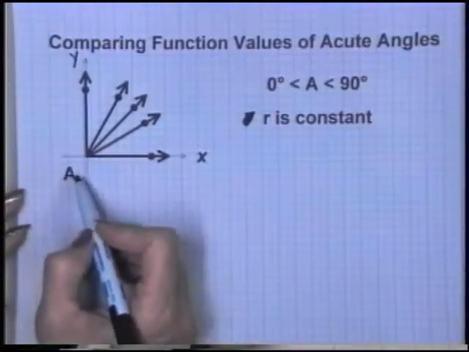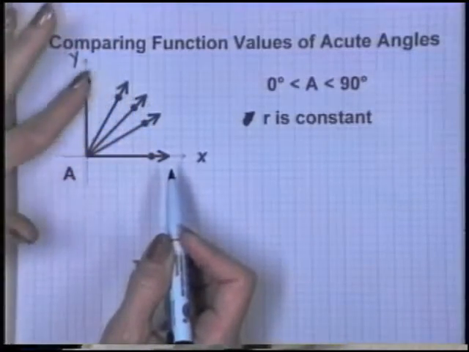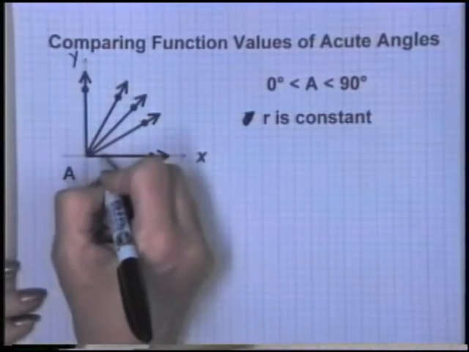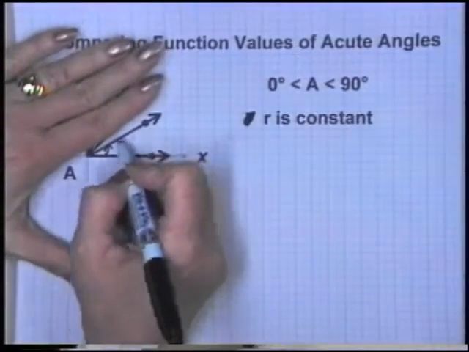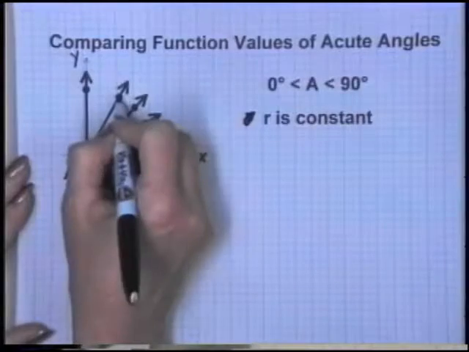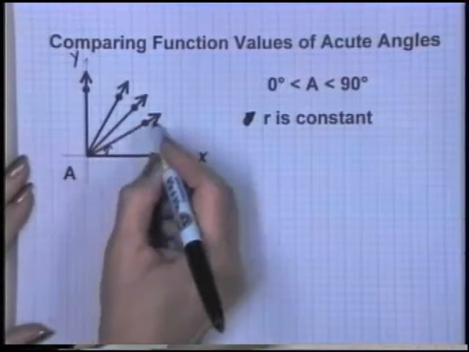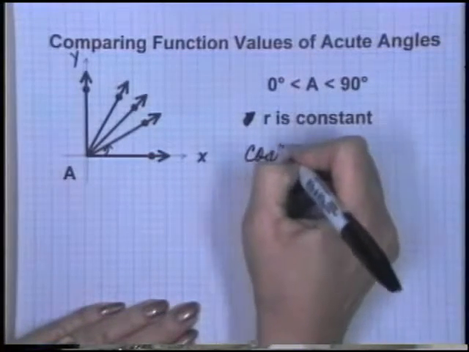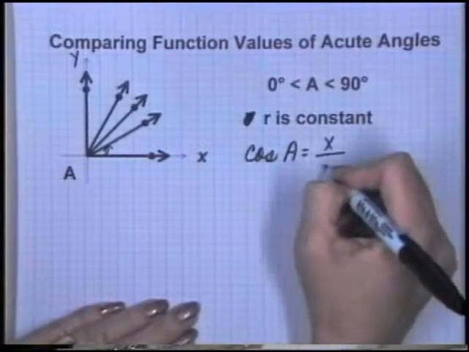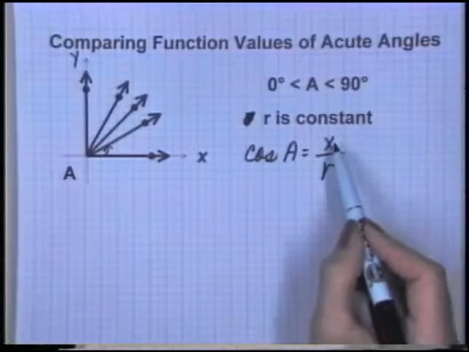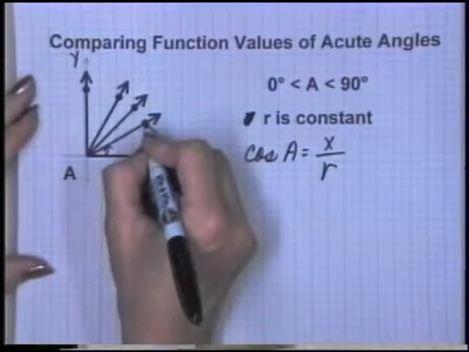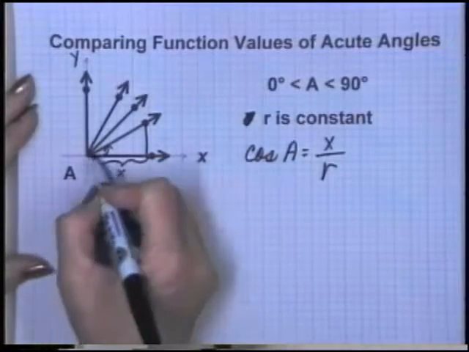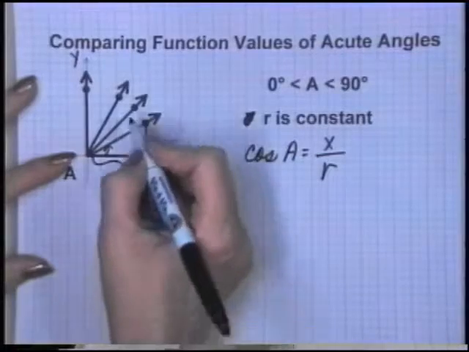Okay, assuming that I'm going to take angle A and look at angle A as different acute angles. The first one I'm going to look at will be just this as my angle A. Once again, I chose my points so that they were the same distance from the origin, so my R is constant. That's important. The cosine of my angle is X divided by R. So let's see what happens to the X's. Okay, I know that this distance is my X distance, don't I?